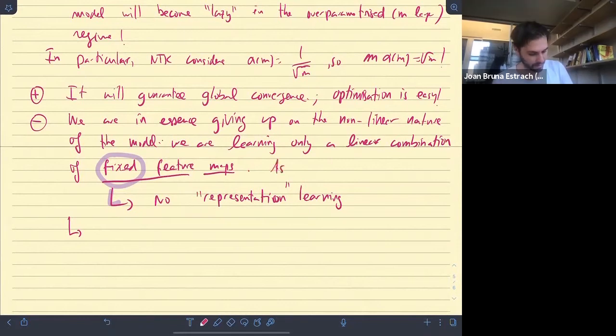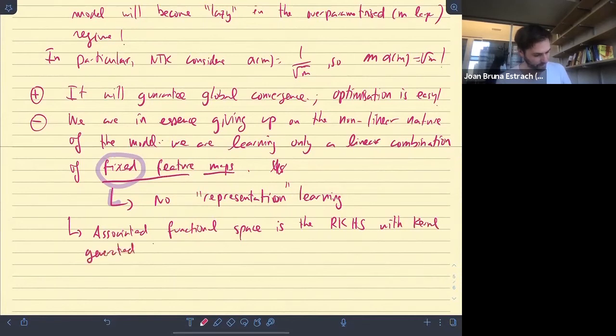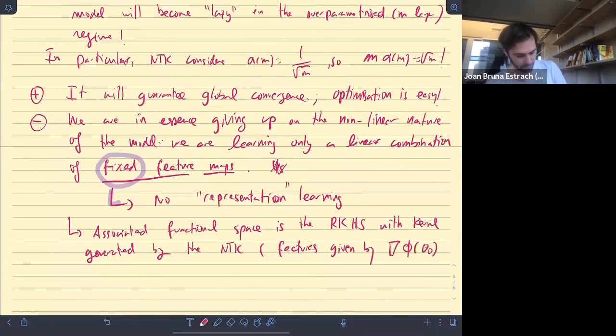So basically, the associated functional space is the RKHS with kernel generated by the NTK. Basically this is just, let's say, the Jacobian, basically the features, given by the Jacobian of the network at initialization.